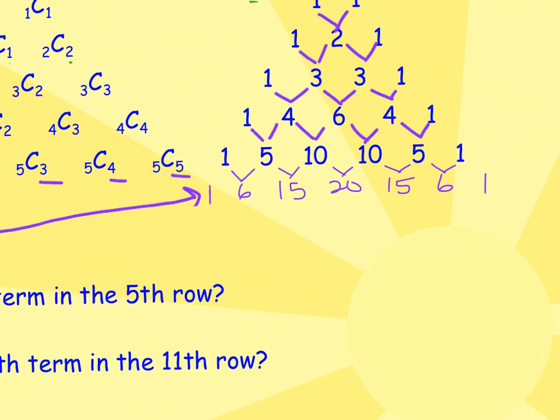We could have also used combinations. We could have started with n equals 6 and r equals 0. So that would be 6C0, 6C1, 6C2, and so on. Plugging those values into our calculator would generate the exact same row.